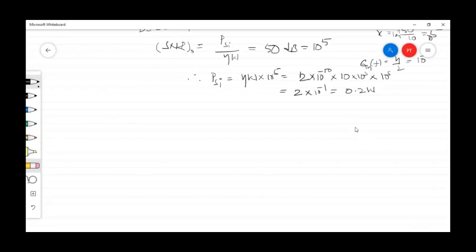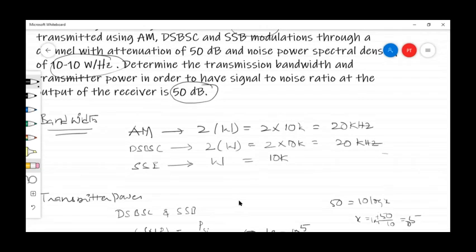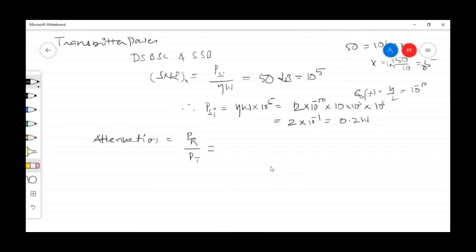Now, in the problem it is also given that the attenuation loss, what do you mean by attenuation? Output by input, that is the received power by the transmitted power, is given in the problem as 50 dB. Attenuation means minus 50 dB. If you convert this into a number, it is equal to 10 power minus 5.